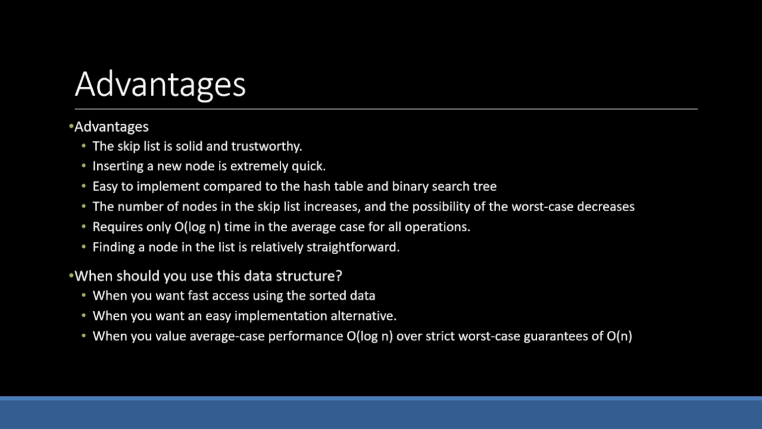The time that we should use skip list is when we want fast access using sorted data, since skip list only works on sorted data, and when you want an easy implementation alternative, and when we want an average case operation of O(log n) over a worst case guarantee of O(n).